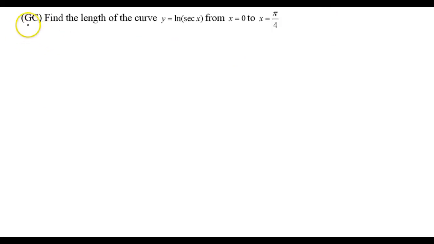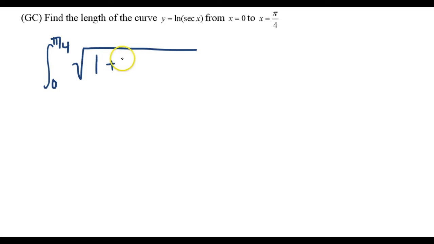This one we're going to be able to solve the integral with a graphing calculator, but we have to do the setup of the integral by hand. So find the length of the curve y equals natural log of secant x from x equals 0 to x equals pi over 4. So we're going to set up the integral from 0 to pi over 4 of the square root of 1 plus, and then I'm going to need the derivative of this function as a quantity squared.